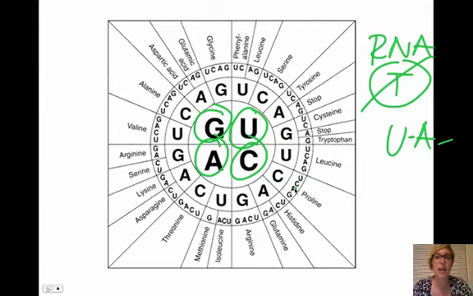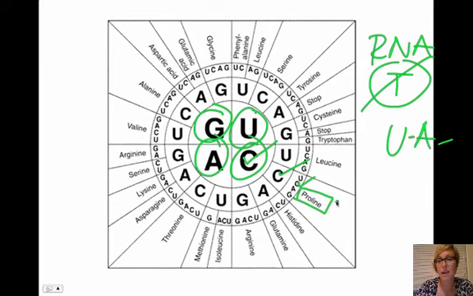So RNA has these three-letter words called codons, and those three-letter words code for an amino acid. So if I gave you the code CCC, you would go, okay, C, C, C. We are talking about the amino acid proline.